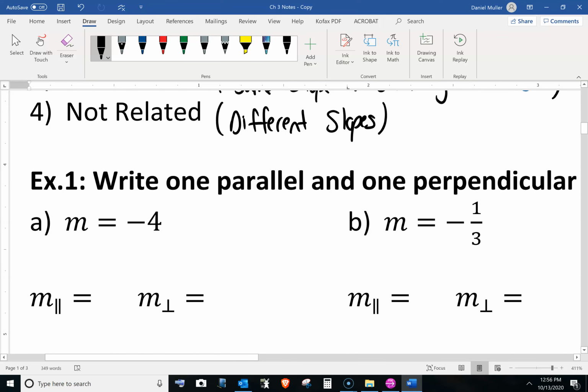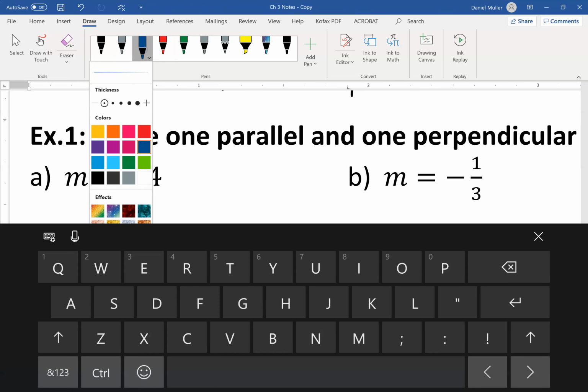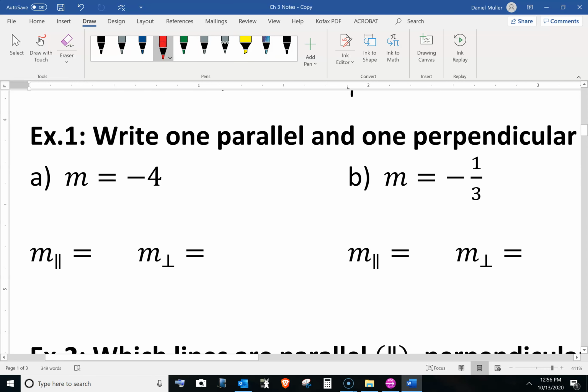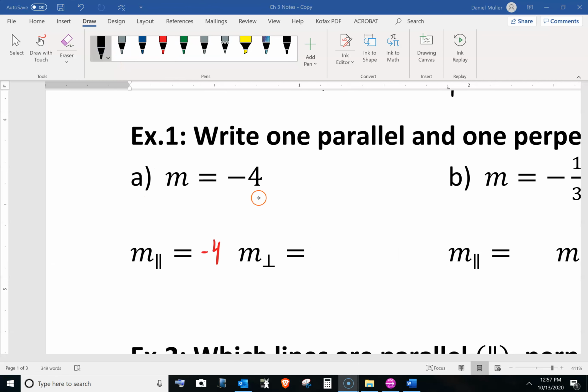For example number 1, write one parallel and one perpendicular to these slopes. So a parallel slope, well, that would just be -4. Whereas a flipped slope, remember this is going to be over 1. So I'll write that over 1. So when I do this, the perpendicular slope will flip it to 1/4, but we've also made it positive.